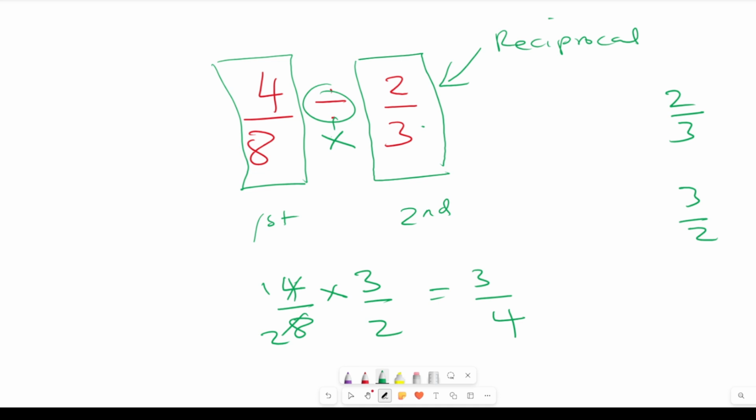Again, give yourself some examples and learn how the reciprocal of the second fraction changes the whole thing to multiplication, then simply solve it as we did for the multiplication of fractions. So this brings us to the end of fractions.